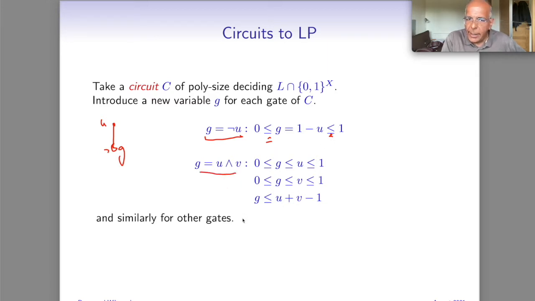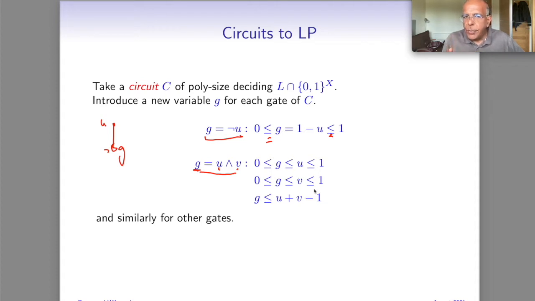Similarly, if g is an AND gate, we add these constraints, which say that g is between 0 and u, between 0 and v, and is greater than or equal to u plus v minus 1. And the thing to note about this is, provided that u and v take values which are 0, 1 valued, then the only value of g, within the range and either 0 or 1, which satisfies all three constraints, is the AND of u and v. That's easy to verify. And you can do something similar for OR, and so on.